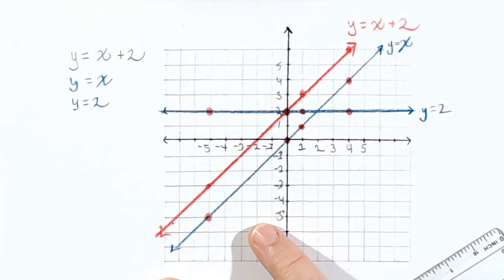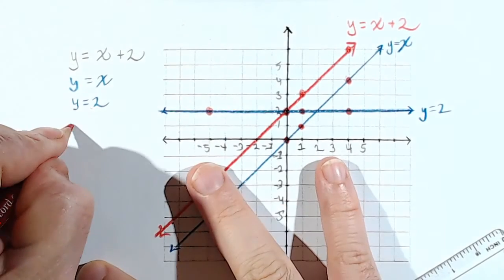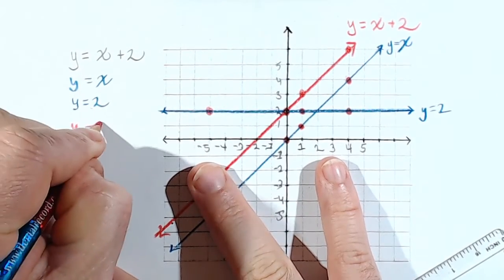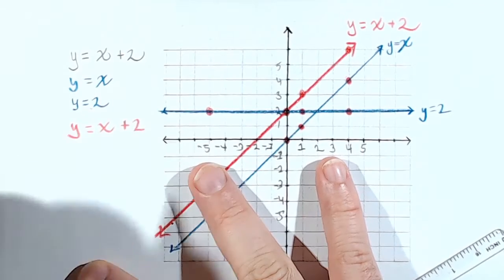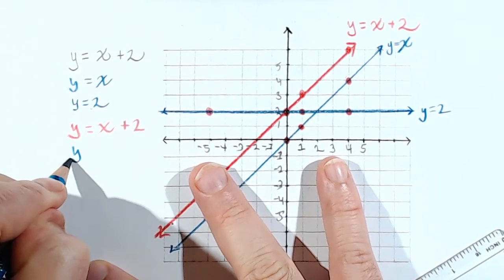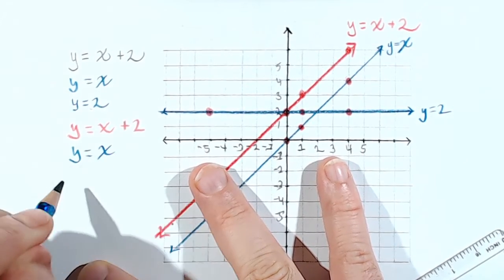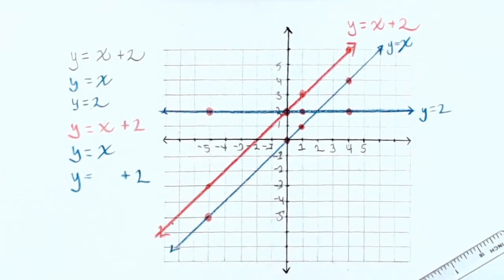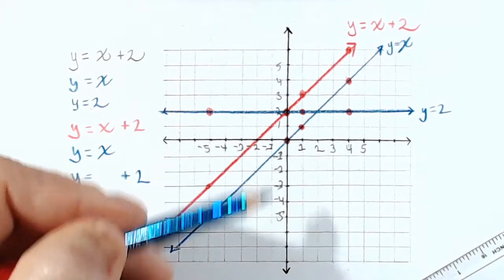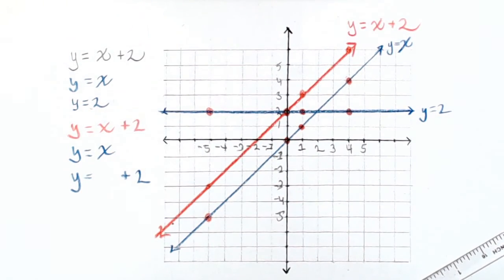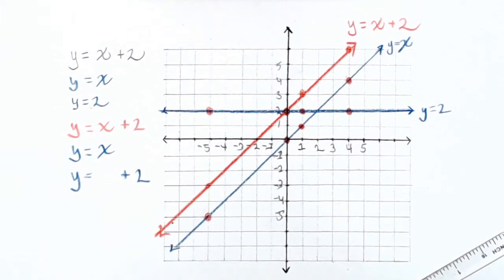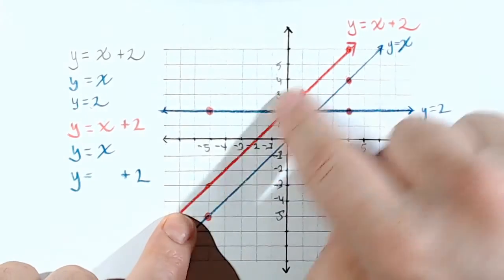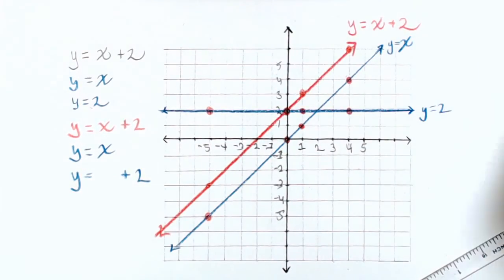Because this is basically what I did. I had y equals x plus 2, and I just took them in pieces. I had y equals x, and then I had y equals positive 2. I graphed both of those lines and then added together their y values for different x values and produced a brand new line, this red line, y equals x plus 2.